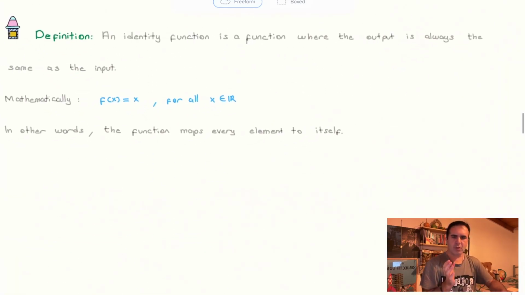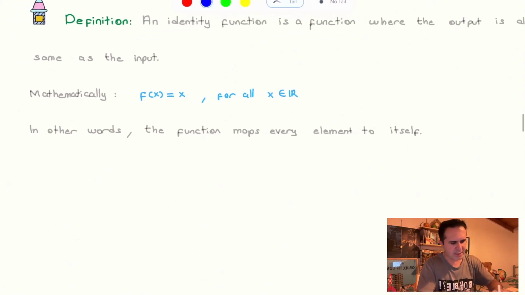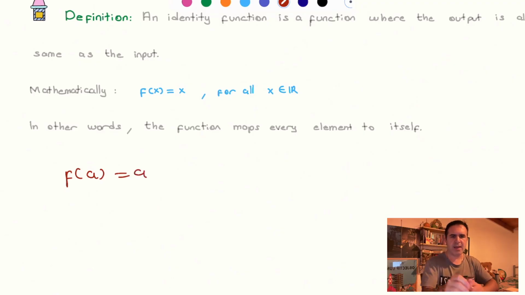For the definition of identity function, an identity function is a function where the output is always the same as the input. Mathematically, f of x equals x for all x elements are. In other words, the function maps every element to itself. For example, if the input of the identity function is a, then the output will be again a.